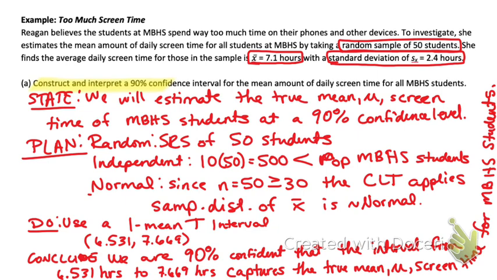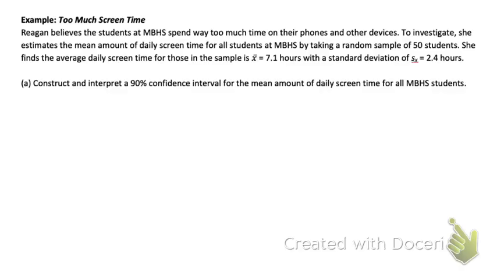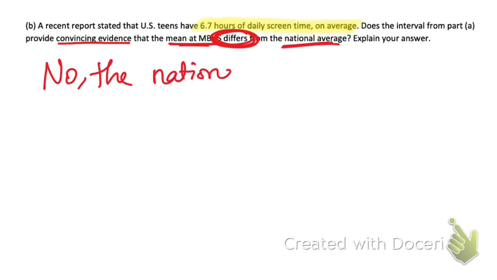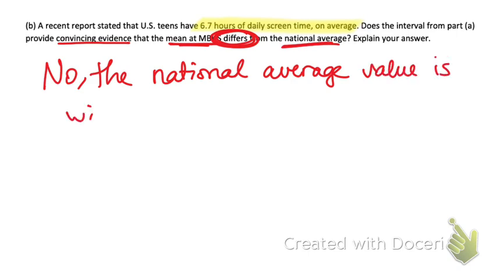All right. We have a follow-up question. A recent report stated that U.S. teens have 6.7 hours of daily screen time on average. Does our interval from part A, careful, provide convincing evidence that the mean at McKinney Boyd High School differs from the national average? No. Why not? The national average value is within our McKinney Boyd High School interval.